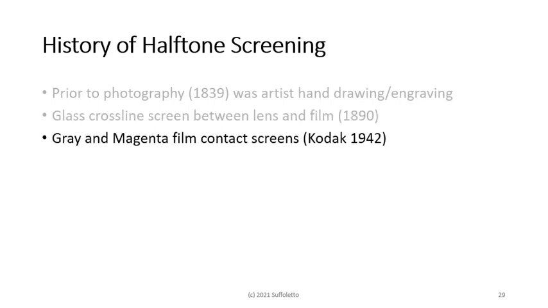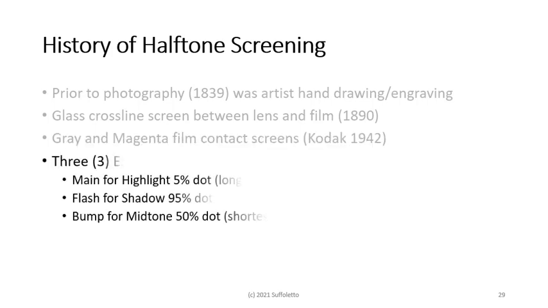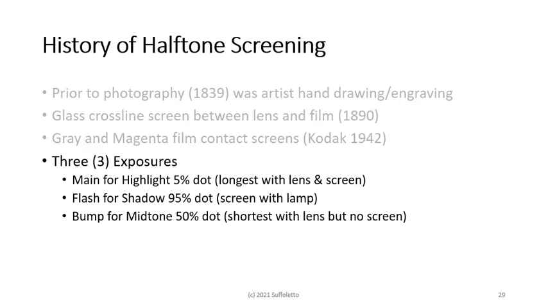And then Kodak in 1942 invented the gray and magenta film contact screens that you placed right on top of the film. And the 3 basic exposures for making high-quality halftones would be the main exposure. It placed the highlight dot. The flash exposure, it placed the shadow dot. And the bump or the no screen exposure, which changed the midtone location to compensate for dot gain.